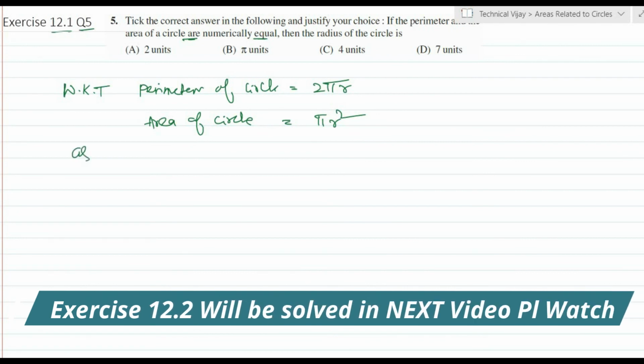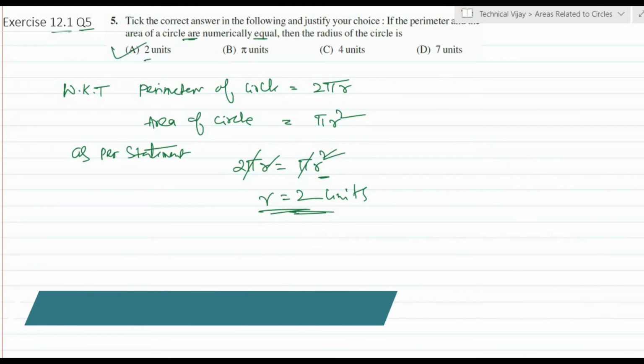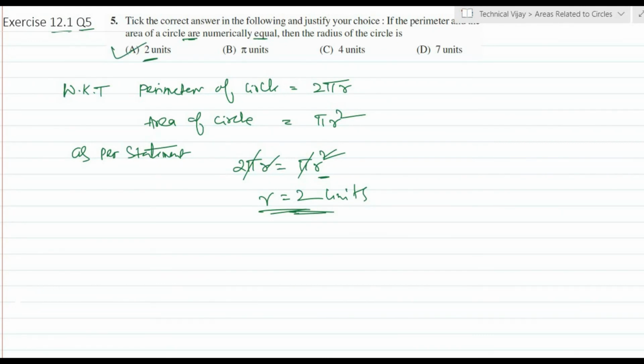Now what he has given is that the perimeter and area of the circle are numerically equal. So as per the statement, 2 pi r is equal to pi into r square. So pi gets cancelled, one r gets cancelled. So here r is equal to 2 units. So this is the first option, that is A, 2 units. This is correct. Okay, thank you.